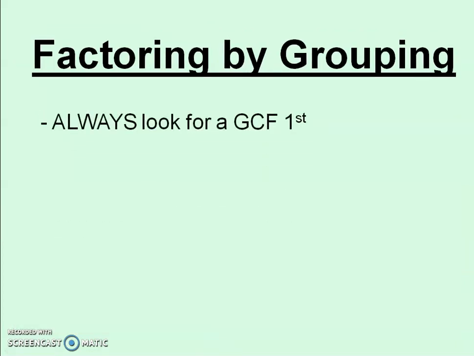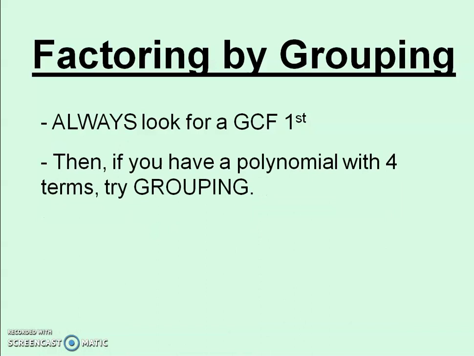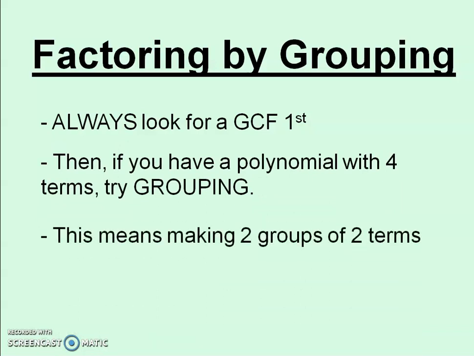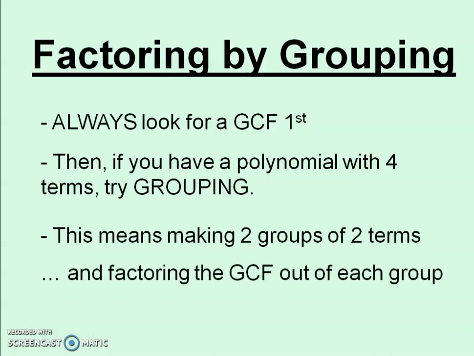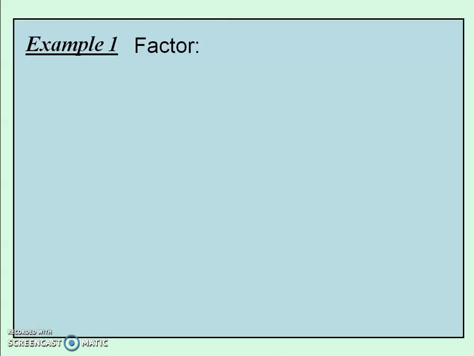So here's how you go about factoring by grouping. You should always look for a GCF first. Before you do anything else, any other method of factoring, you should look to see if there's a GCF of all the terms. Then, for a polynomial of 4 terms, you group by breaking up the polynomial into 2 groups of 2 and factoring out the GCF of each group.